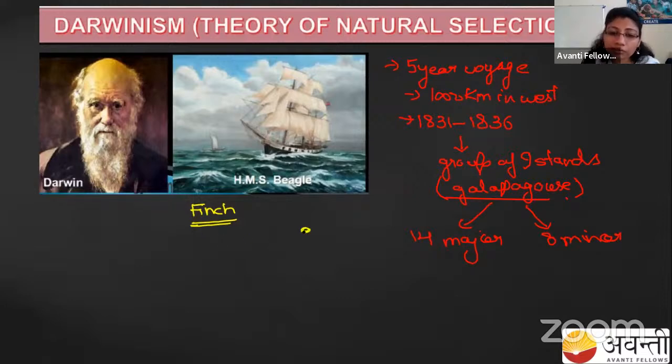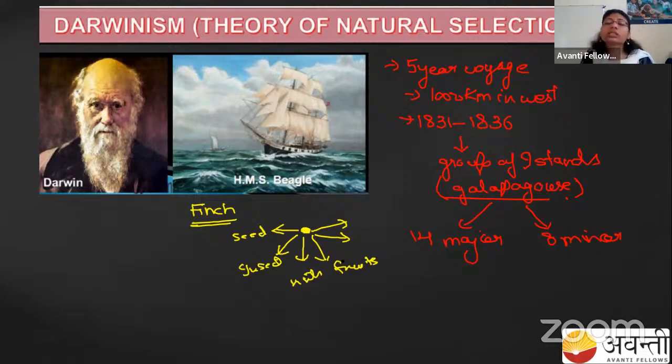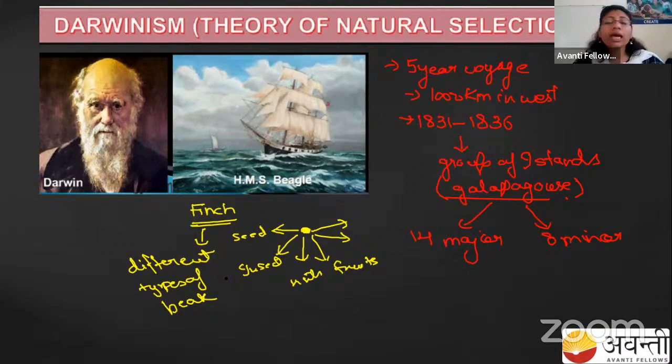He observed that the islands had emerged from a single piece of land. Now each and every island has a different variety of food. Some have seeds, some have insects, some have nuts, some have fruits. So depending on their food habit, what the finch is eating, the finches have different types of beaks. The finch was the same, but the only difference occurred in the beak shape. And during this adaptive radiation theory, he also explained natural selection.